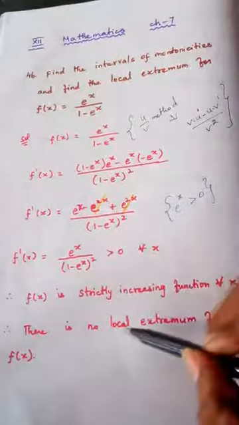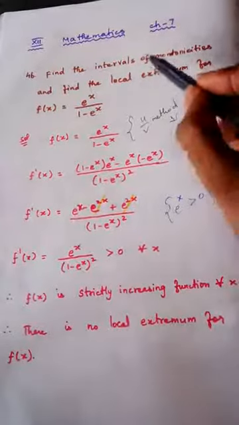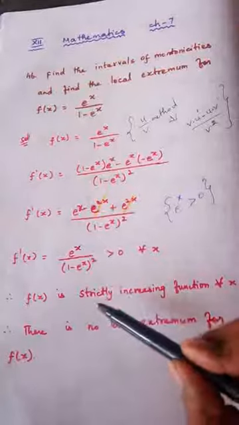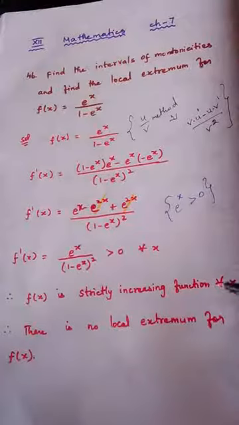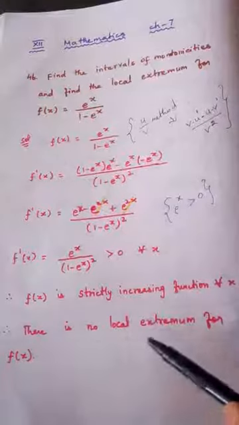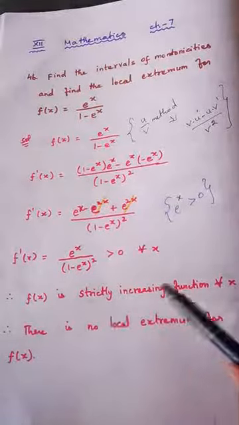Find the intervals of monotonicities. The answer is the function is strictly increasing for all the values of x. The next question is find the local extremum. There is no local extremum because the function is only increasing.